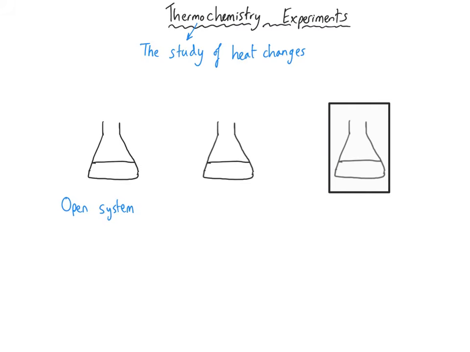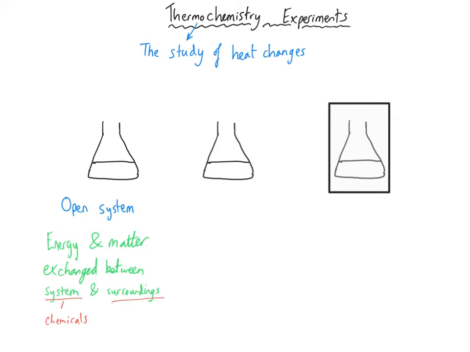The first type of thermochemistry experiment that we're going to consider is an open system. And in an open system, energy and matter can be exchanged between the system and the surroundings. And by the system, we really mean the chemicals that are reacting together. And the surroundings, in fact, really means the rest of the universe.